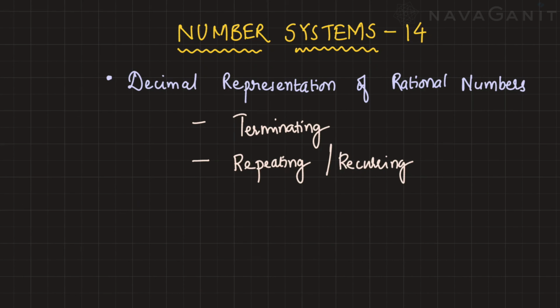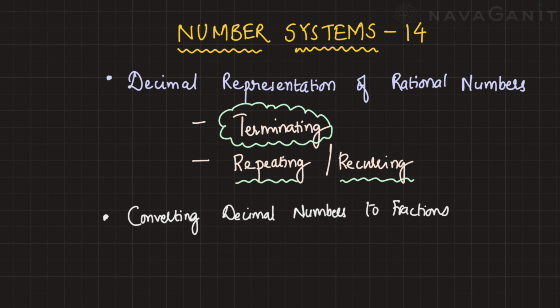Now let us look at decimal representation of rational numbers. So in this we'll be looking at two types of decimal representation. One are what are known as terminating decimals and the other repeating or recurring decimals. Finally, let us see how we can convert these decimal numbers to fractions.